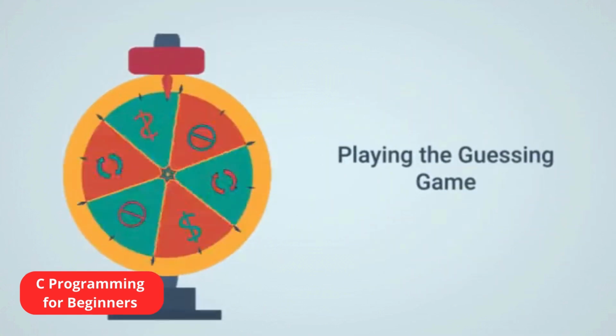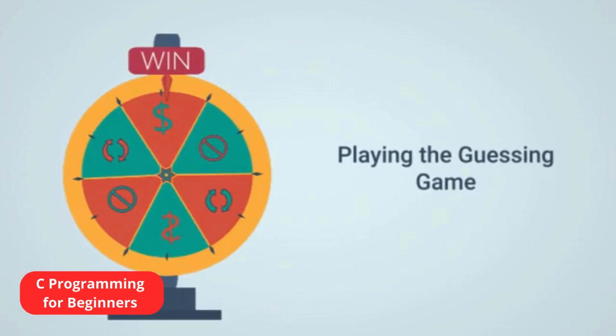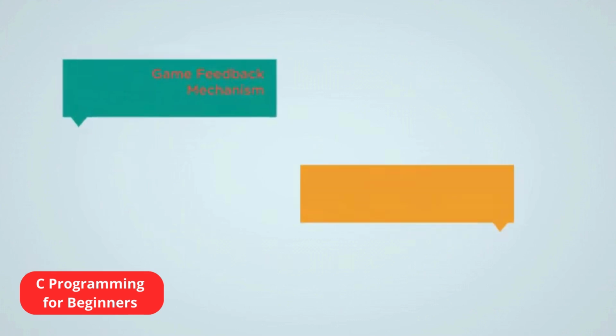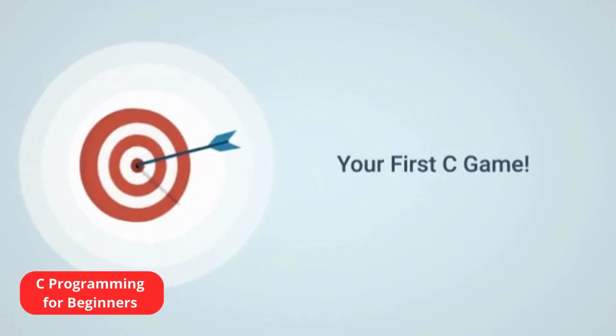Now, demonstrate playing the game. Show the player guessing too high, too low, and finally guessing correctly. With each guess, you get feedback from the game. It reacts to your input and guides you to the correct answer. And there you have it, your very first C program, a fully functional Guess the Number game.